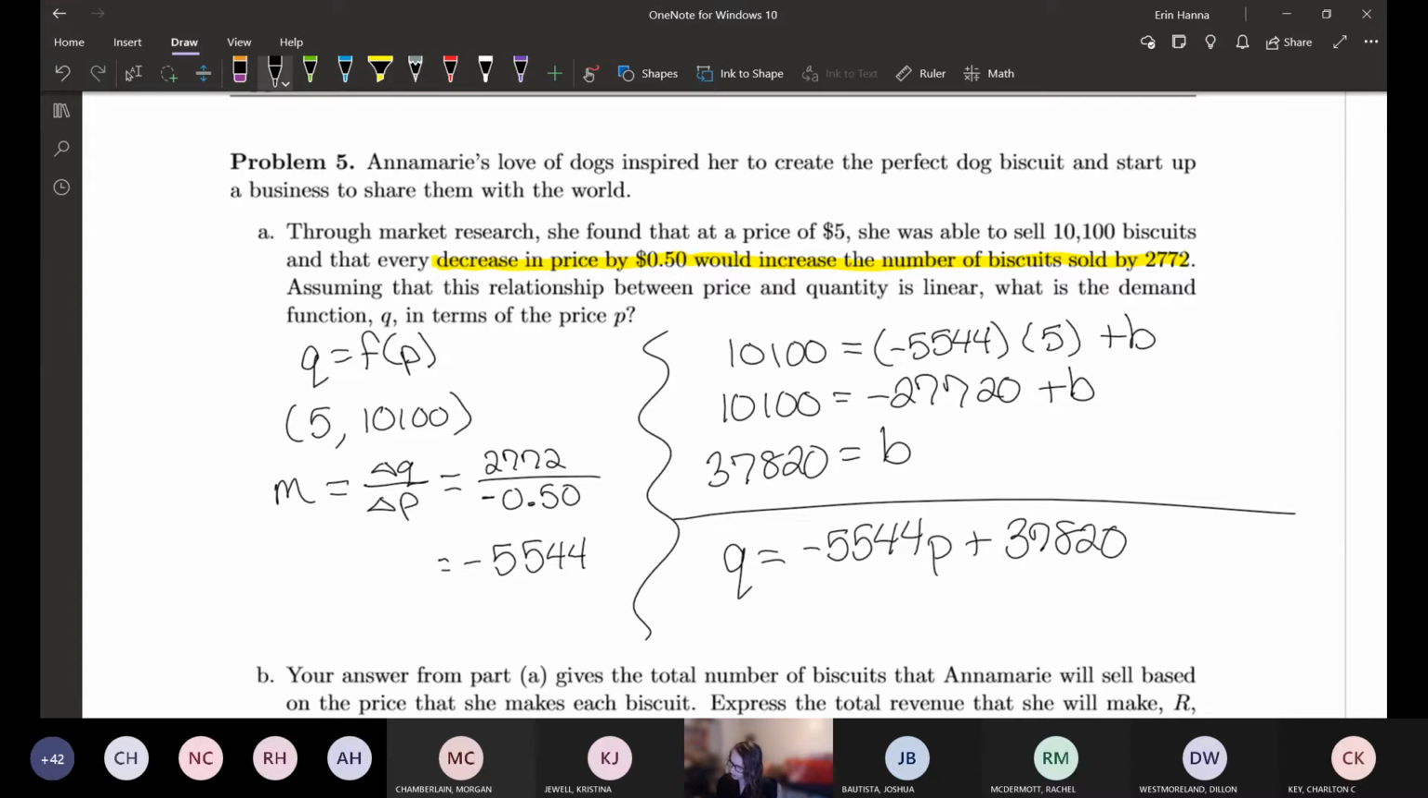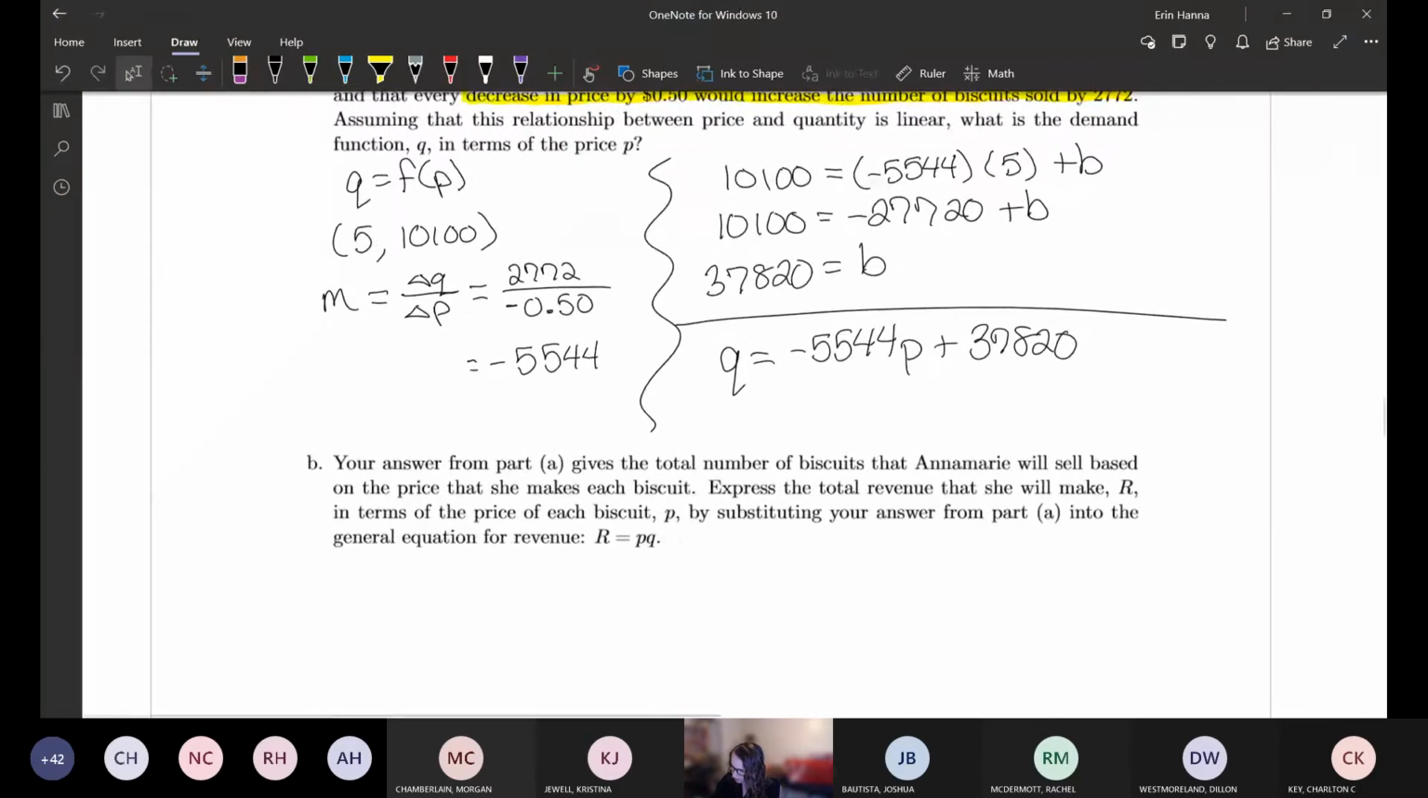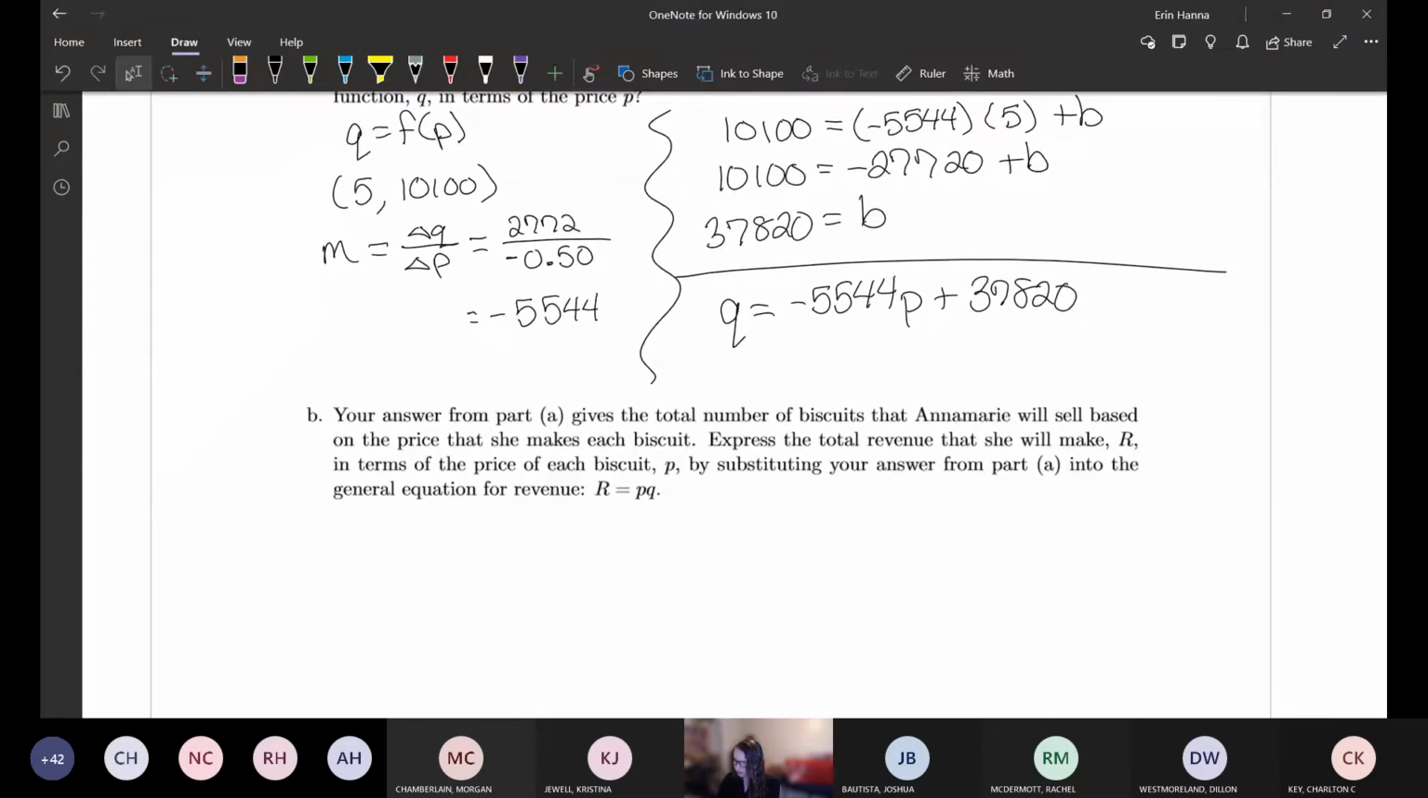Okay, so the next part, which is possibly the part that might have stumped you on the homework, because you might not realize that you know how to do it. So we're going to use that answer from part A to essentially get us the revenue function. So we want to express the total revenue she will make in terms of the price of each biscuit by substituting your answer from part A into the general equation for revenue, R equals P of Q. So remember that revenue is price times quantity.